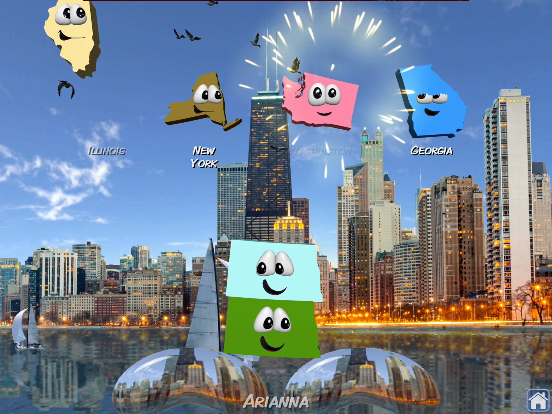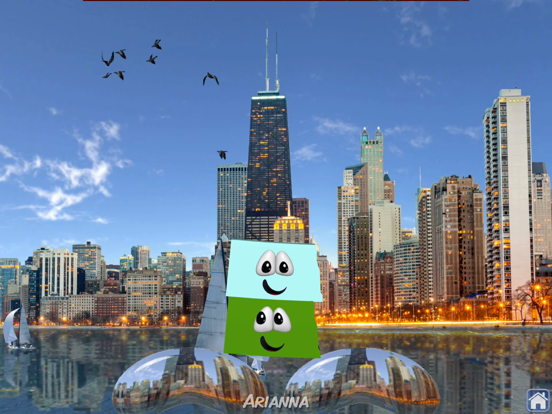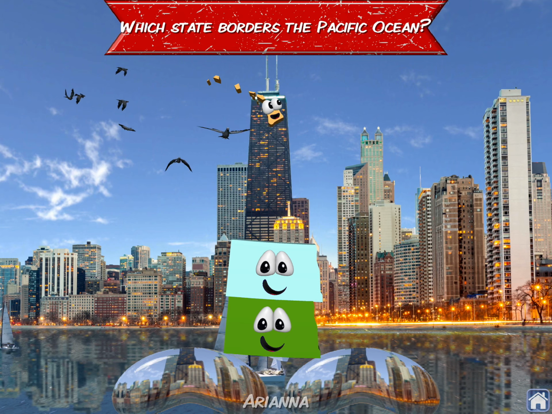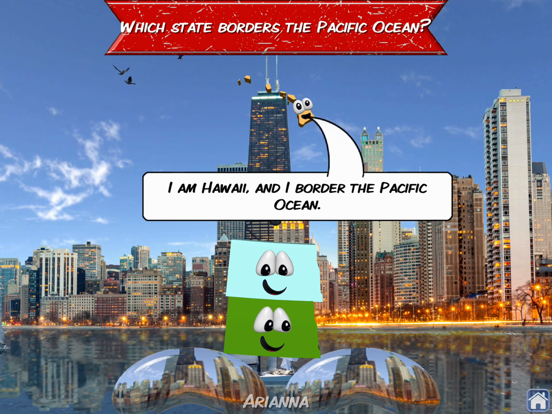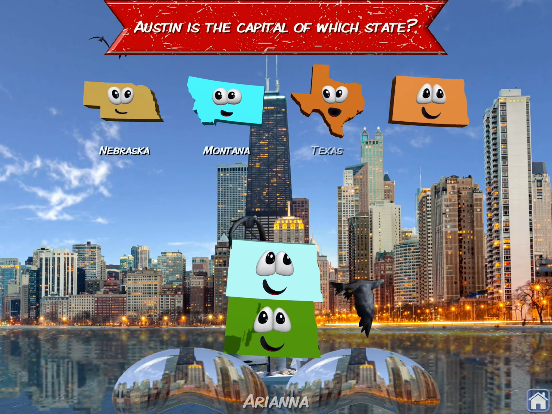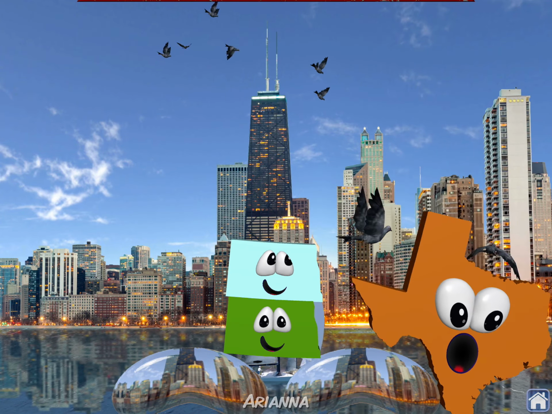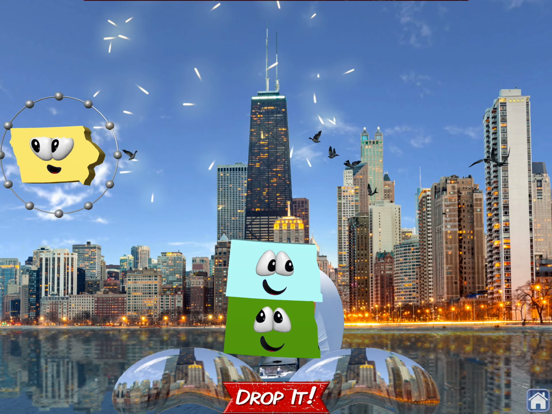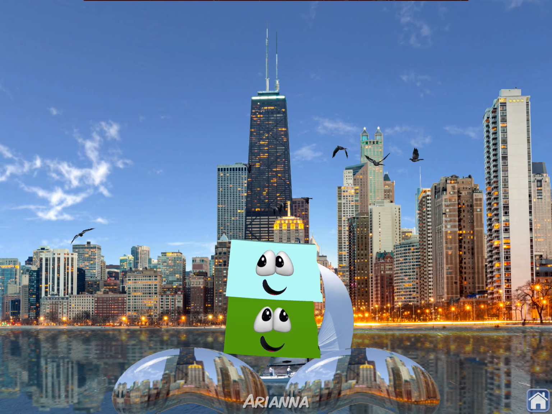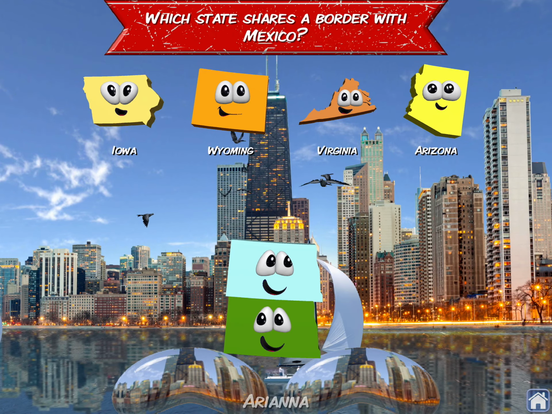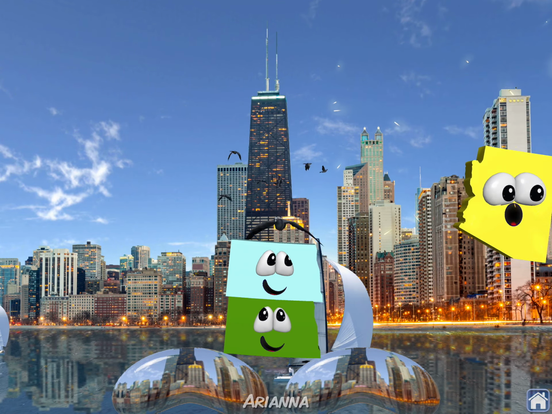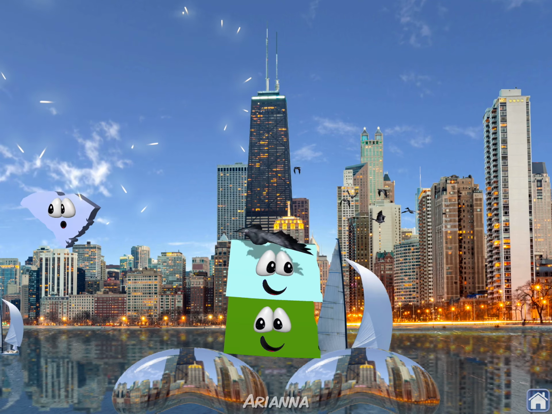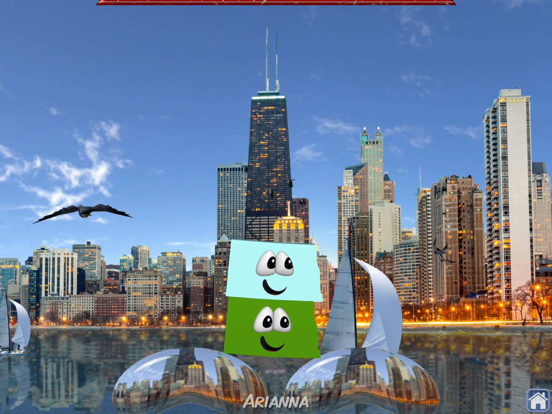Which state borders Washington? Which state borders Alabama? I am Hawaii and I border the Pacific Ocean. Austin is the capital of Texas. Which of these? Which state shares a border with Mexico? Arizona. Columbia is the capital of South Carolina. Which of these?